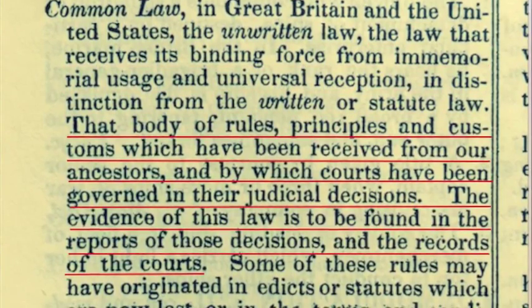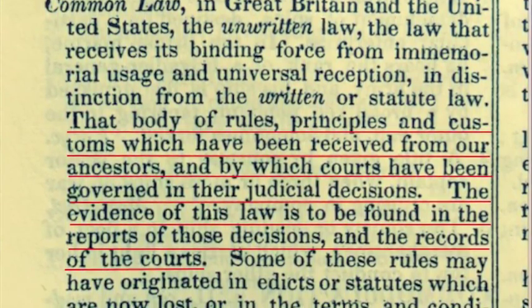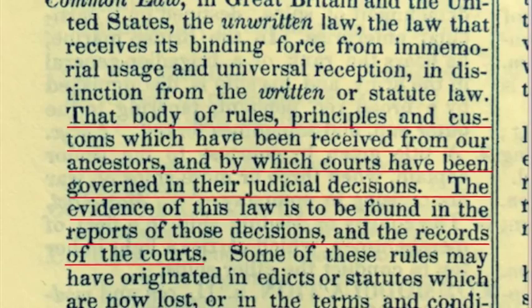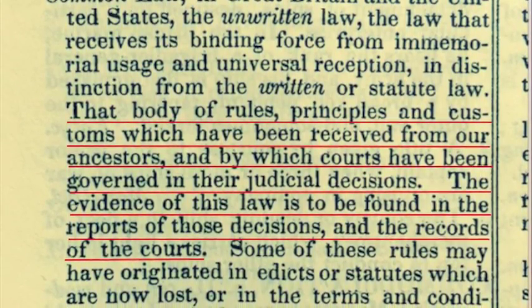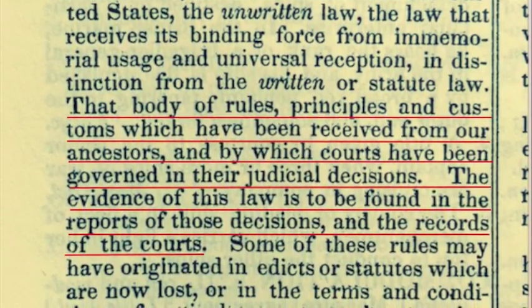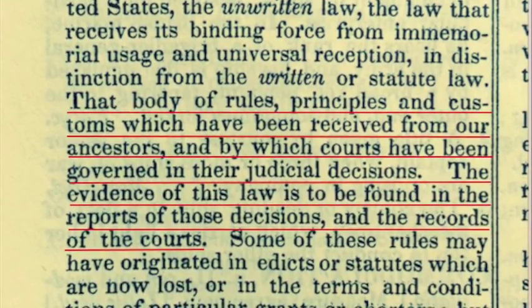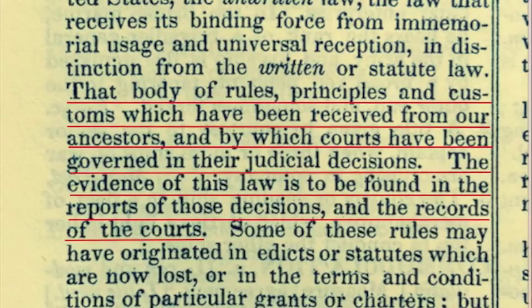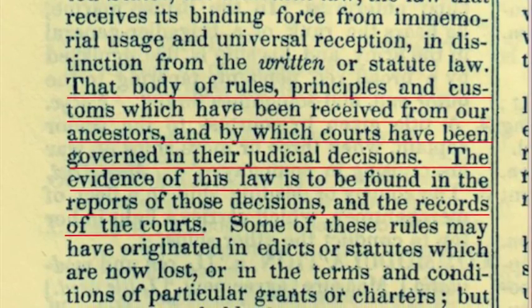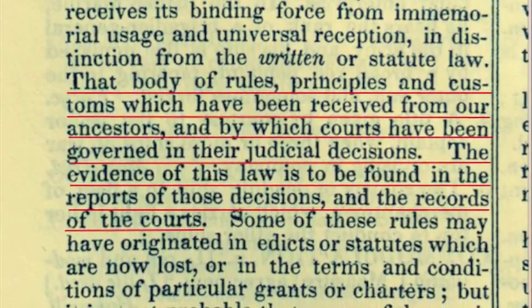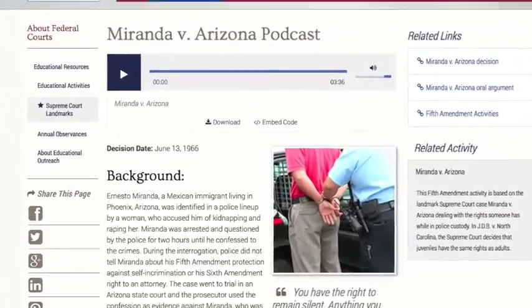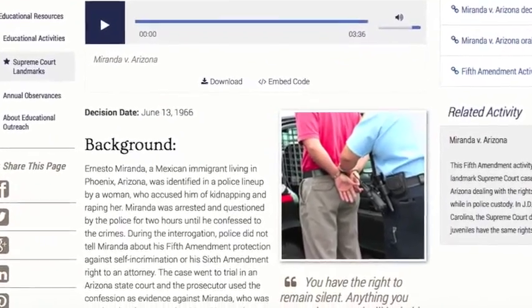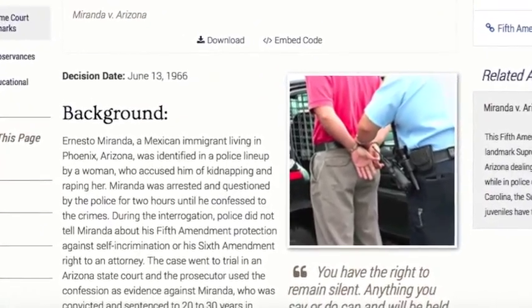That body of rules, principles, and customs which have been received from our ancestors and by which courts have been governed in their judicial decisions, the evidence of this law is to be found in reports of those decisions and the records of the courts. See, only the evidence of this law is to be found in the decisions and records of the courts, otherwise known as case law, and common law governs the courts in their judicial decisions, or that is the way it's supposed to be.